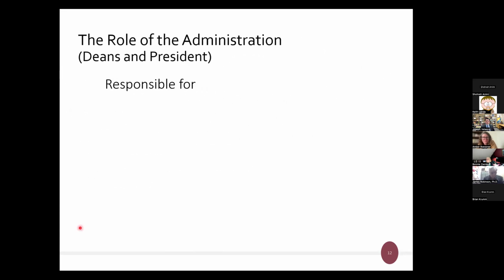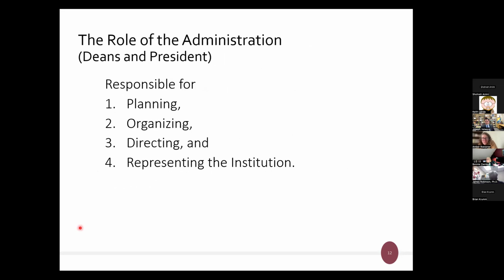Role of administration: deans and president, like I was saying, are responsible for planning, organizing, directing, and representing the institution. So in this way, the president acts as CEO in most states and across most institutions.